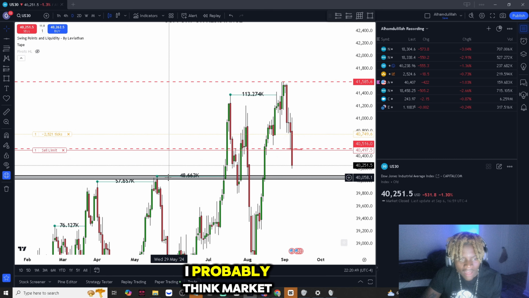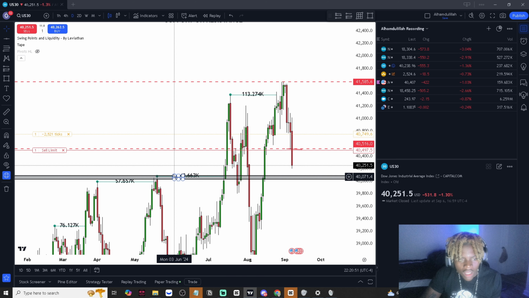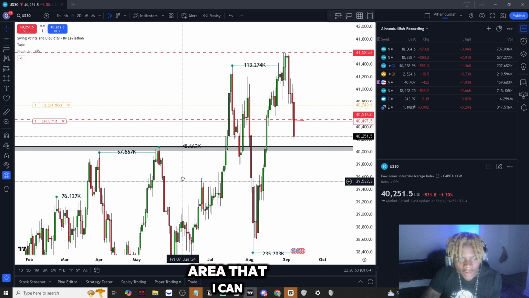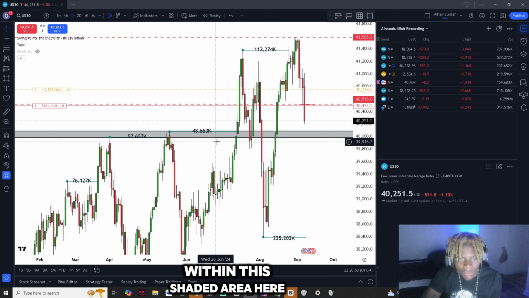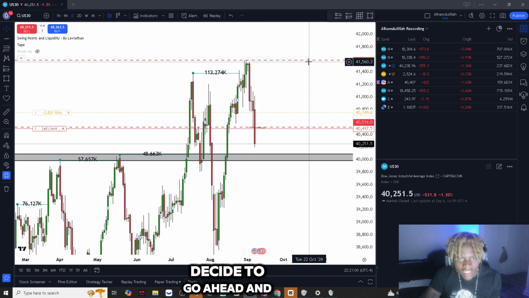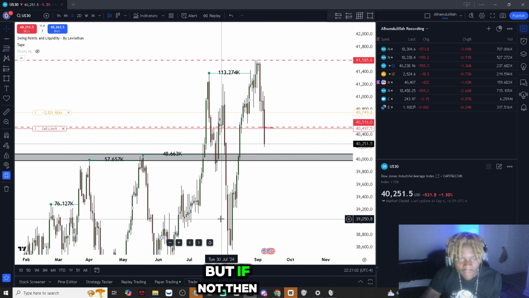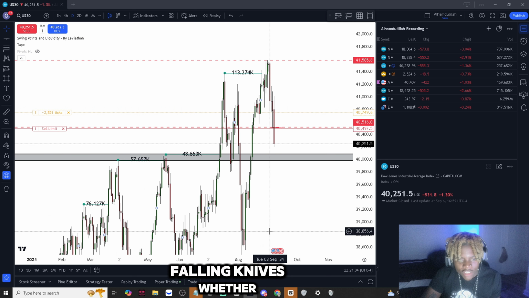So ideally, I think market might bounce up here, but that's just the most probable area that I can see on the higher time frames, that price might bounce within this shaded area here, and then price might continue up. But if not, then you guys will keep catching falling knives.